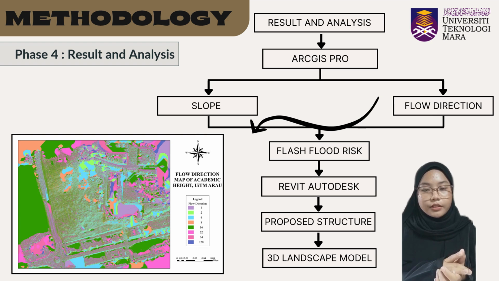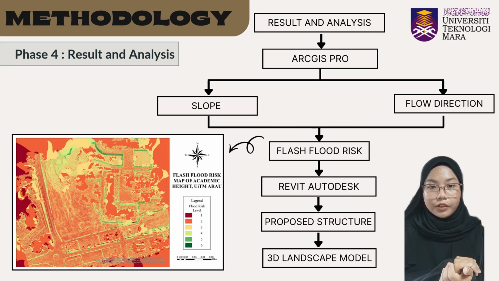Next, flow direction. Using the D8 flow direction algorithm in the formation of this map means that each color depicts one of the 8 flow directions available, which are 1, 2, 4, 8, 16, 32, 64 and 128, showing how the water moves from each cell to the steepest downslope. From the slope and flow direction results, I can get the flash flood risk result.